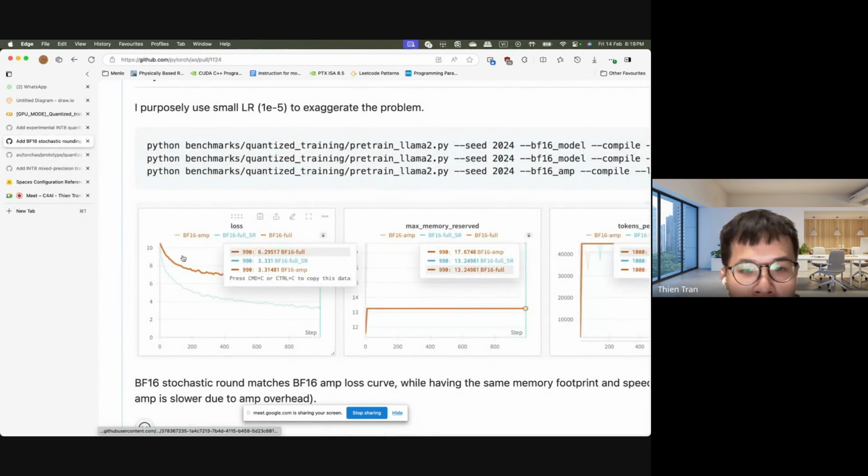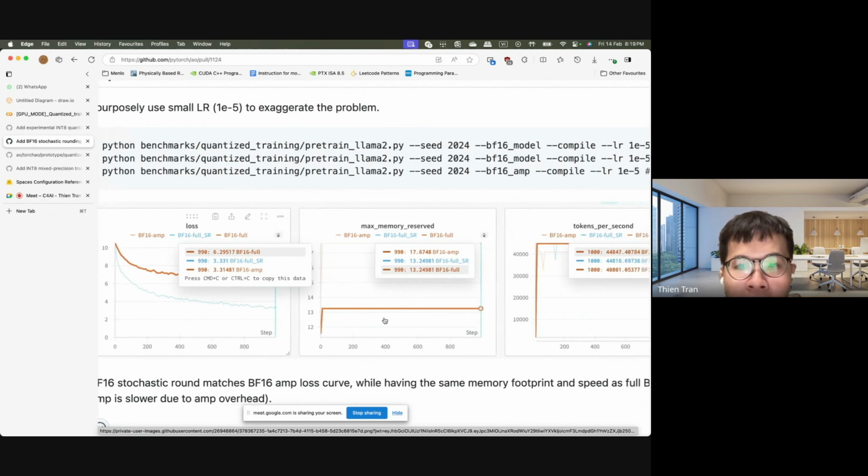You can see that it's much different. The loss doesn't go down because of the problem I said just now. Because you have too small weight updates, so it's not going anywhere. It's stuck in that position. Yep, and then you can see the benefit of that.